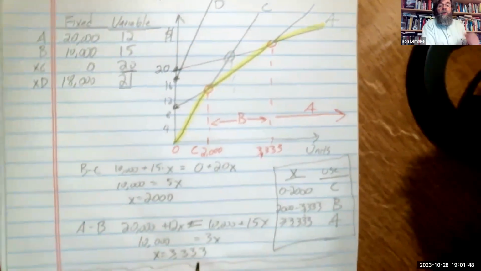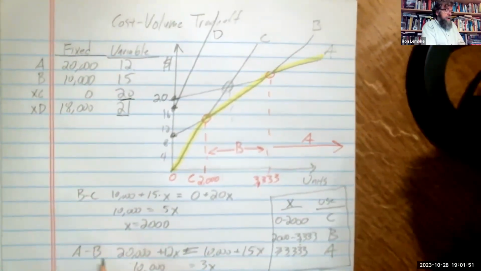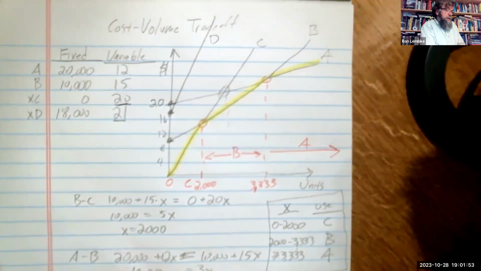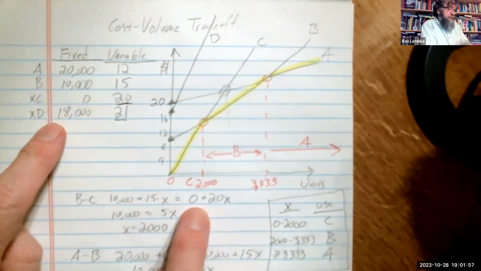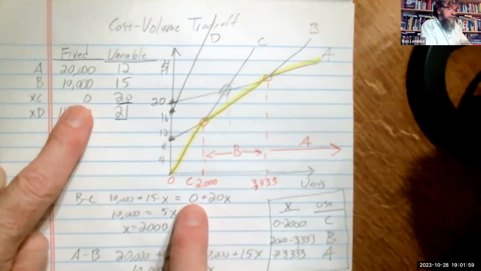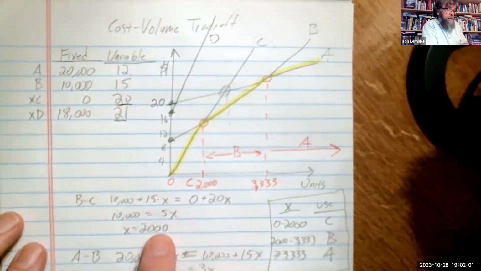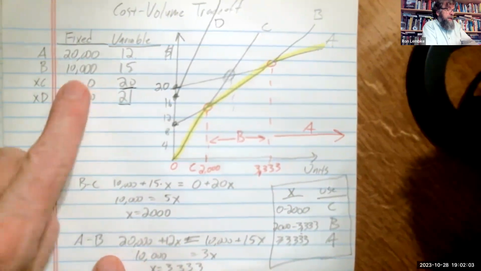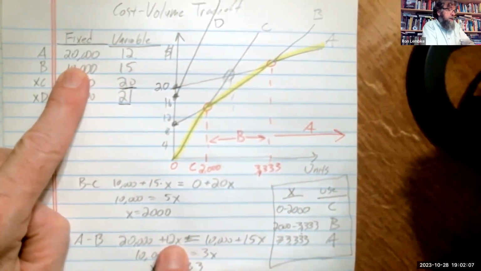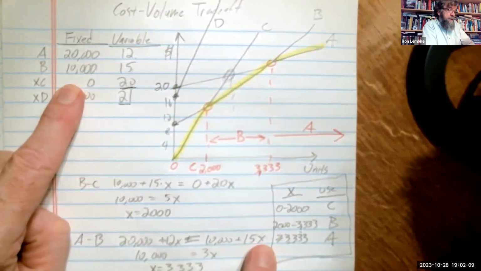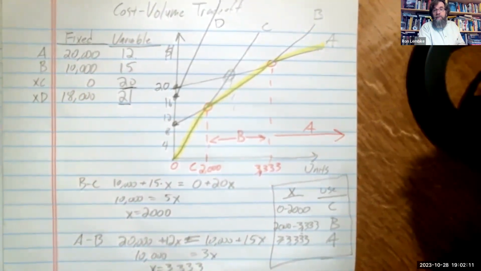And so then we had to solve it algebraically, and the cost of using B is 10,000 plus 5x, setting that equal to the cost of C, which is 0 up front plus 20x. We got x equals 2,000. And then for the A-B breakpoint, the cost of A is 20,000 plus 12x. Cost of B is 10,000 plus 15x. So we get x equals 3,033.